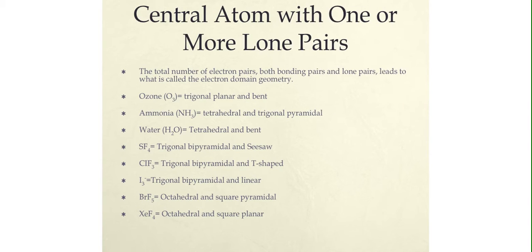All right, so the next scenario we have is when your central atom has lone pairs. So far all we've talked about are the shapes that are involved with the central atom not having any lone pairs surrounding it.